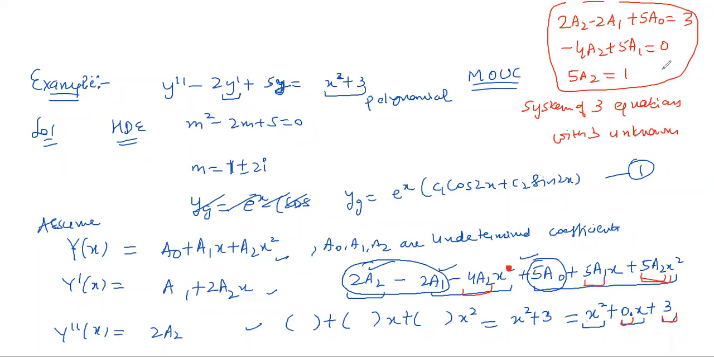So the polynomial case, as you can see, is the simplest one. You just need to compare the coefficients, solve the equations and get the values. So I'm directly writing the values which I got. You can very easily verify. A2 is 1 by 5. A1 is 4 by 25 and A0 is 73 by 25.